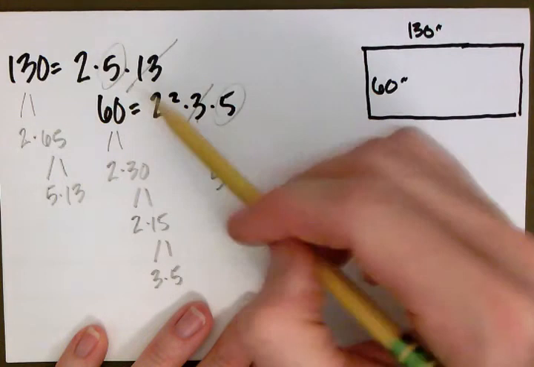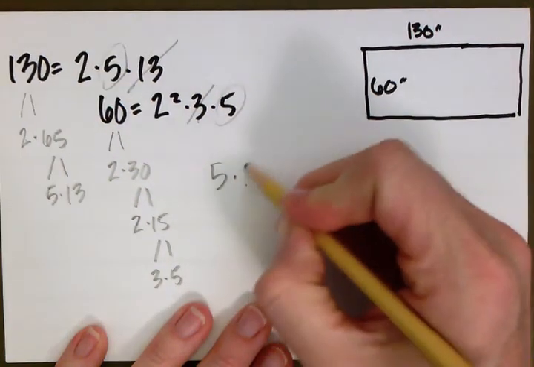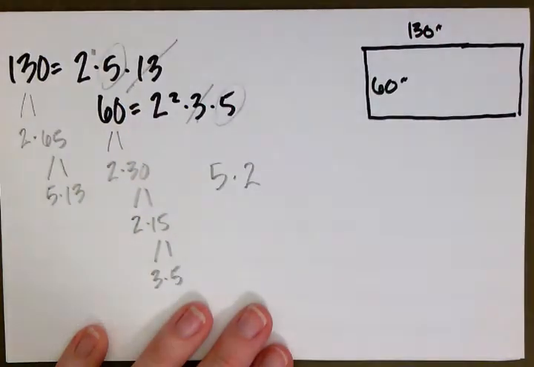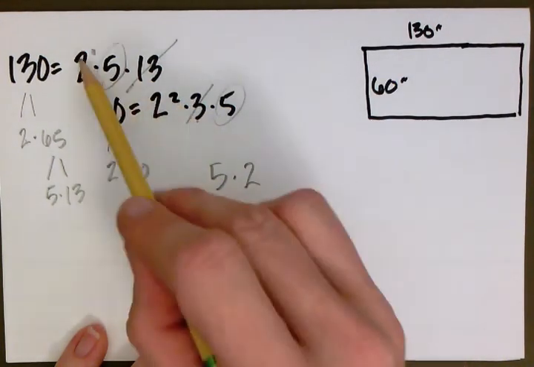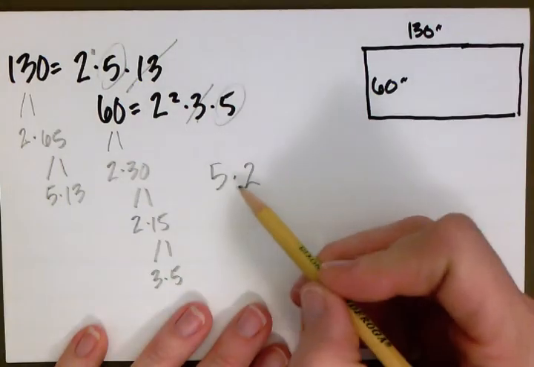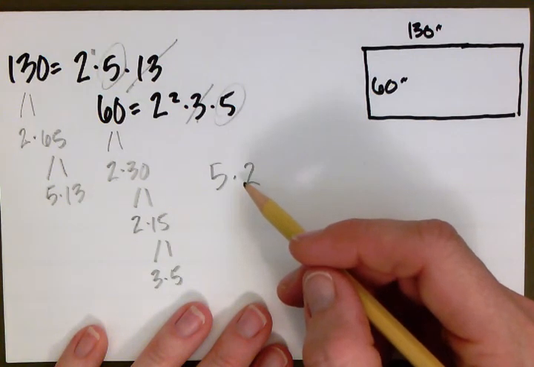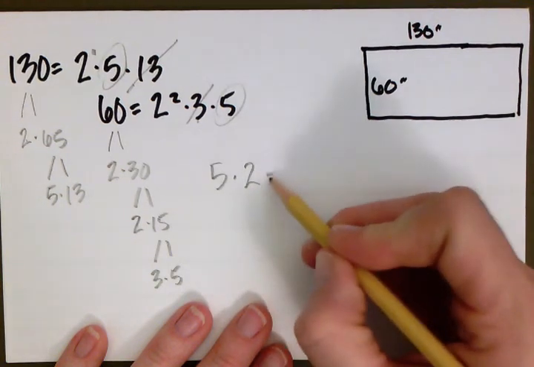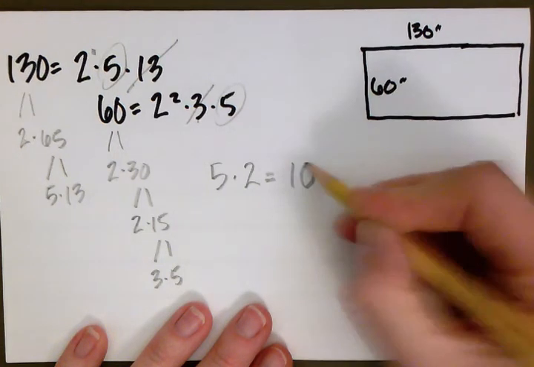And we also have 2's that are common, but one is 2 and one is 2 squared. In this case, we're only going to use 2 because this is basically 2 to the first power. And that second 2, the 2 to the second power, doesn't have a common term in 130, and so we're only allowed to use one of them. So 5 and 2 are the common terms in 60 and 130. Once we determine what our greatest common factor is, we take those two numbers and we multiply them. So our answer is going to be 10.